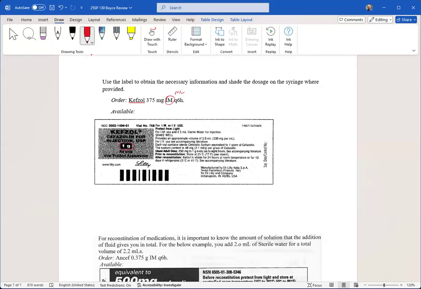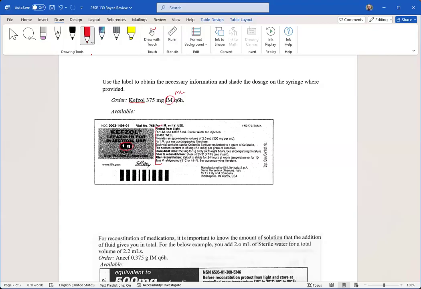If the label just tells you 1 gram and it doesn't say 1 gram per milliliter or something like that, then that's another indication that you're dealing with a reconstitution, which just means you have to look at the label to find out what the actual milliliters are. And so what you're going to do is read through this.